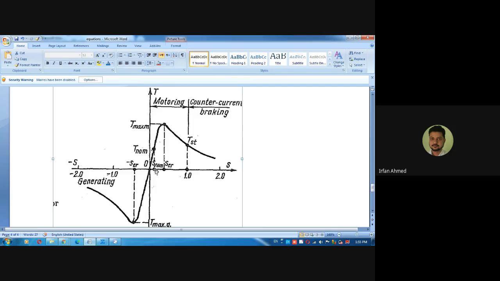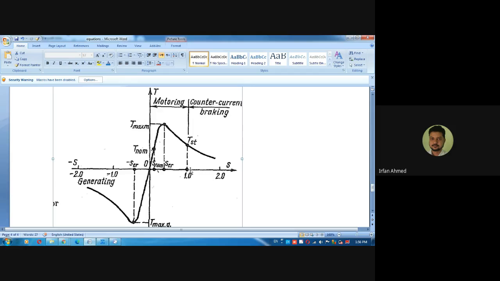This point is your nominal slip and nominal torque, or rated torque and rated slip. This is the point corresponding to the rated speed and torque. This point corresponds to the slip at which maximum torque occurs, that is SCR, and this is the maximum or stalling torque, Tmax. The M subscript is for motor. So this is the point at which the maximum torque occurs during motoring.